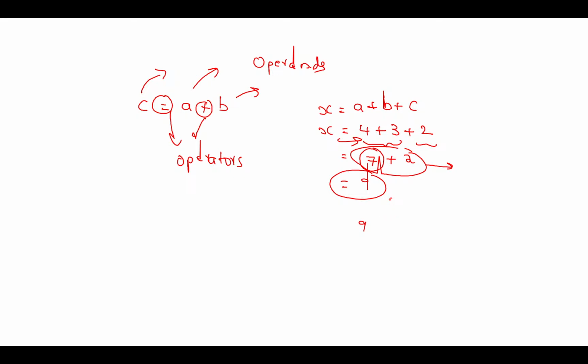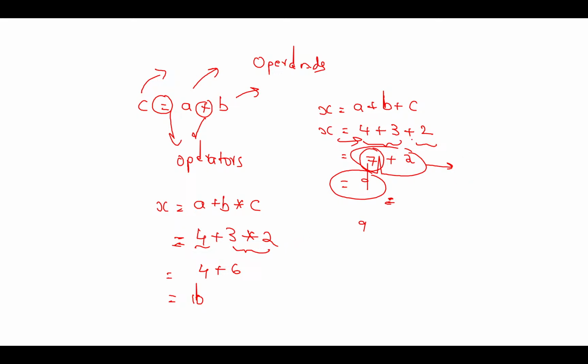Is it clearly understandable for you? Now if I give another expression, x equal to a plus b into c, with the same variables: a is 4, b is 3 and c is 2. Now understand what will happen. According to the rule of BODMAS, we first multiply, so 6, and next we add, so finally 6 plus 4 is 10. This is what we know, but what about the system? What will the system do?